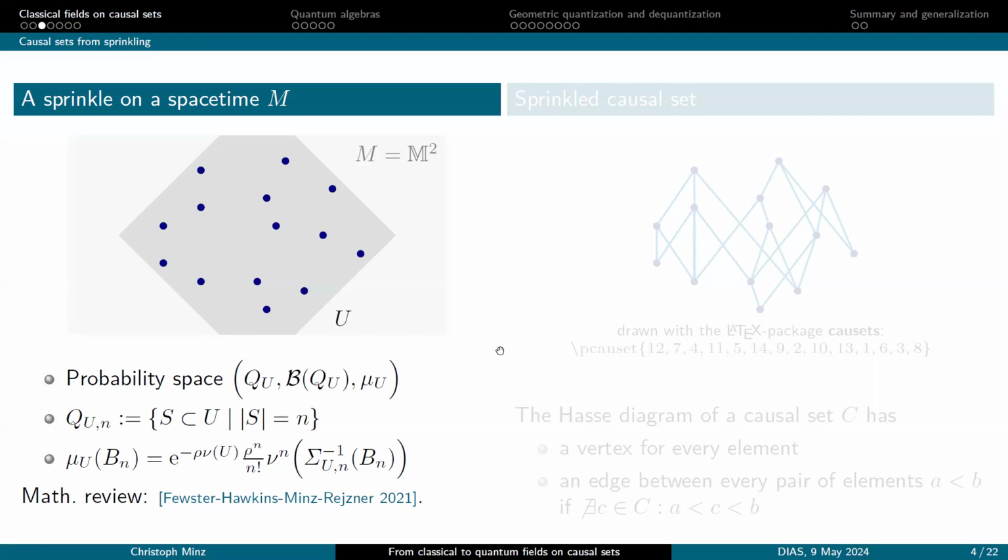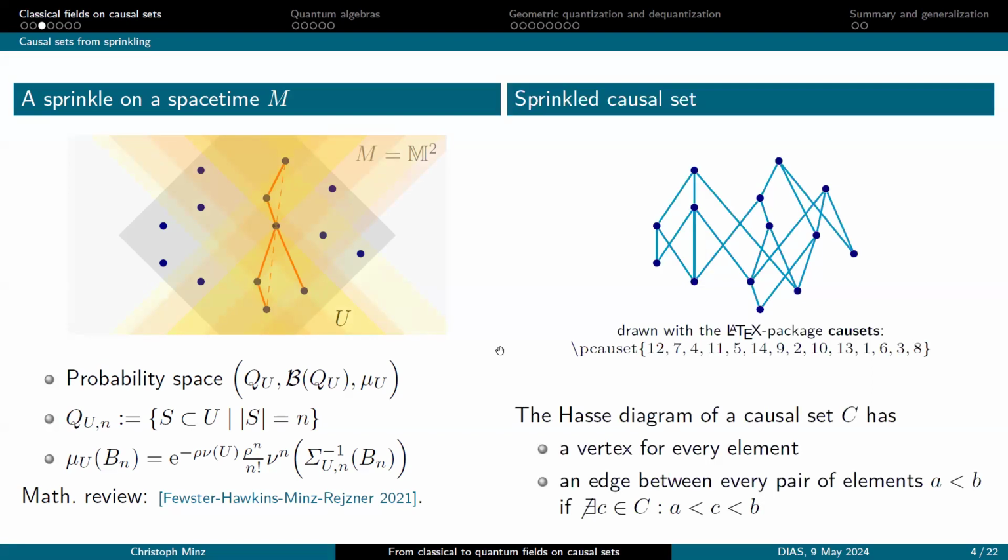After you've sprinkled, you can look at every point of your sprinkle and at what causal relations there are to all the other points that you have sprinkled. In this case, for this 1 point, we have 2 points in the future and 3 points in the past. If you now repeat this for all points, you can reconstruct the structure. We then put edges in this graphical representation wherever there is no point in between. And this is the way that you get a causal set.